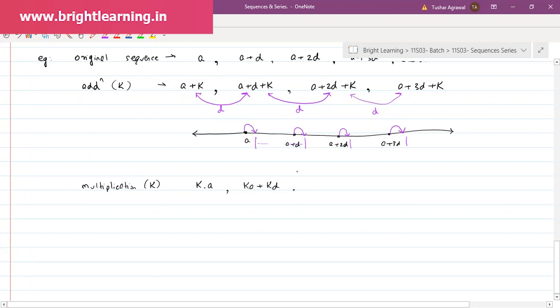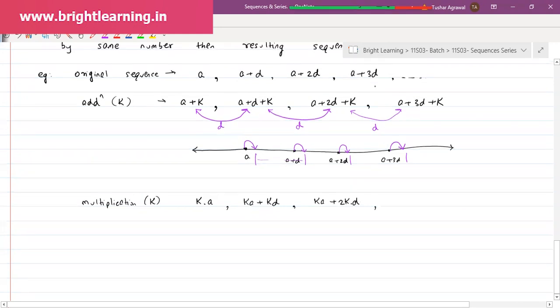Yes or no? Then a plus 2d, this complete term is multiplied by k. So what will it become? k times a plus k times 2d, so 2kd. Then a plus 3d, when multiplied by k, becomes k times a plus 3kd. Yes or no? And so on.